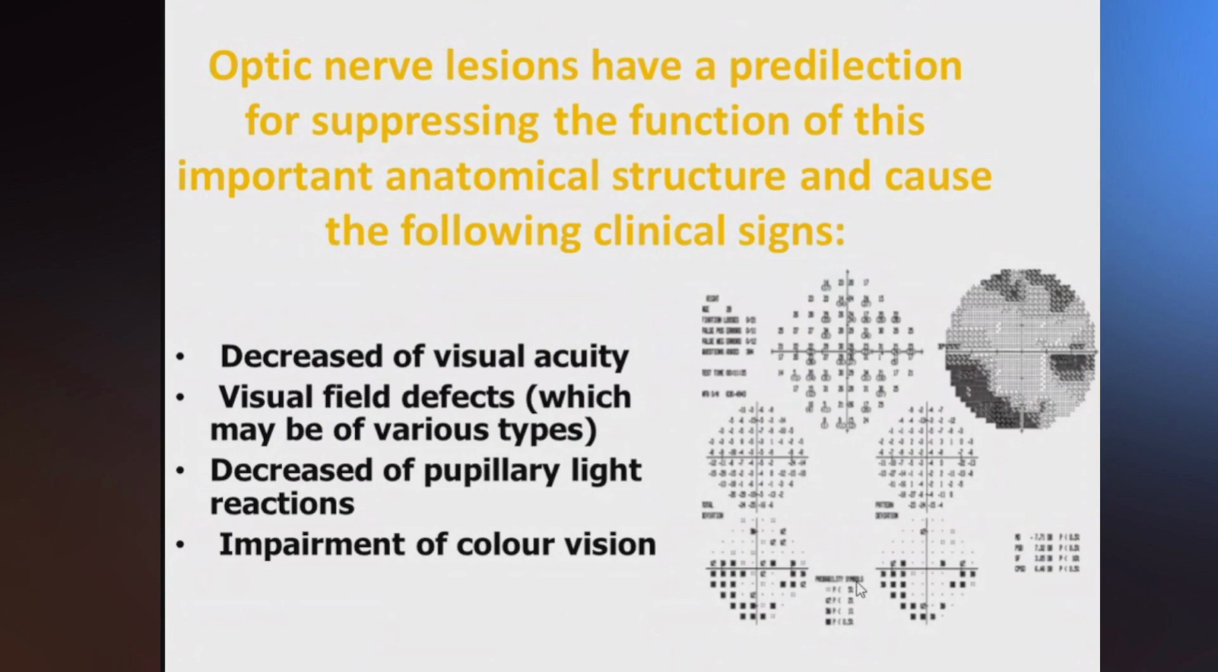For all diseases of the optic nerve, we can see decrease of visual acuity and visual field defects of many types. It may be central scotomas, paracentral scotomas, or disorders of the peripheral visual field. Decrease of pupillary light reaction, and we can see changes in color vision.